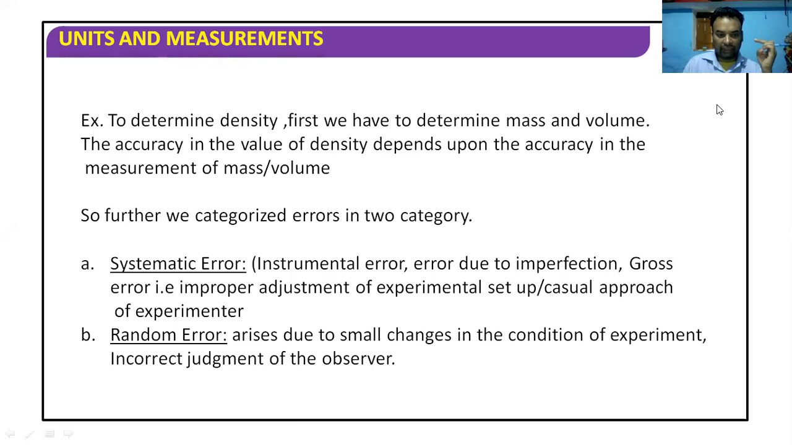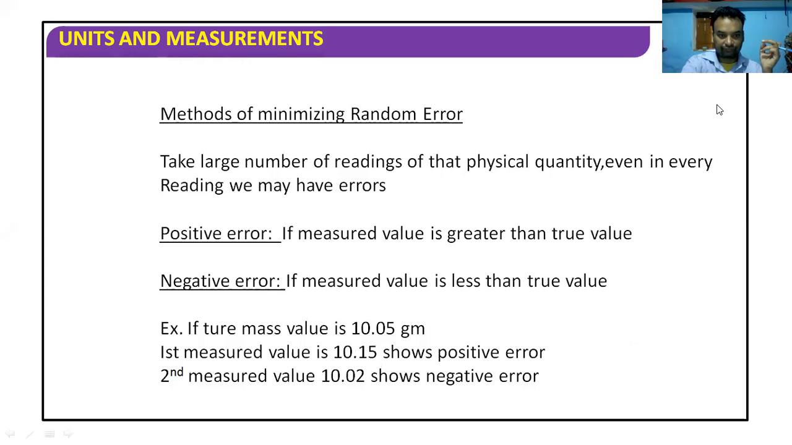Both the errors may create a problem in our observation. Errors are not needed. They are creating a problem. They are giving us false information about any physical quantity. So there is a need to reduce or minimize the errors. Here there is a method of minimizing random error. Random error can be minimized.